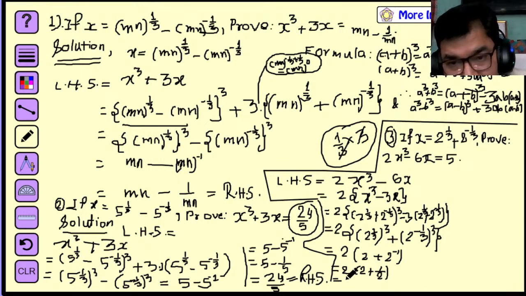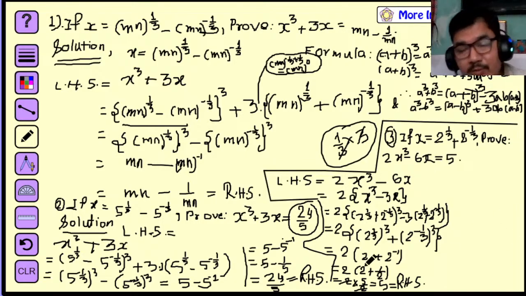When you add this 2 and 1 by 2, it will come 5 by 2, and this 2 and this 2 cancel, and here will remain only 5, which is our right hand side. This is our right hand side to prove. Okay, then hence proved. Our question is proved here.